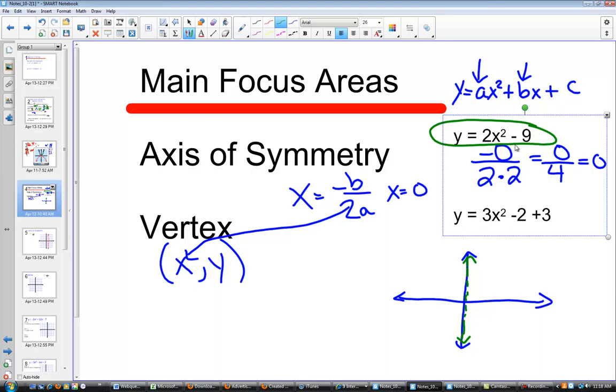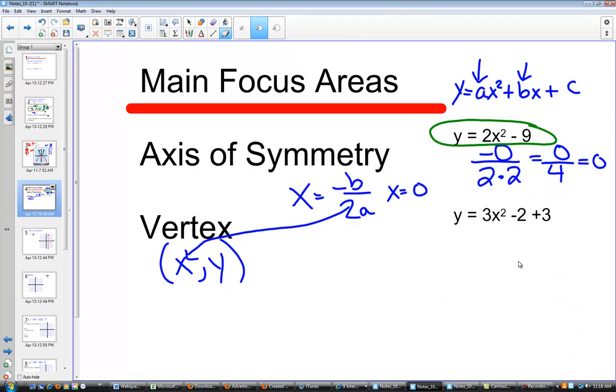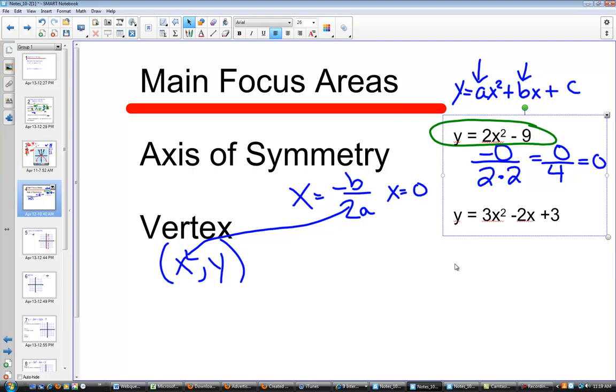Now, there's a little mistake here. This is supposed to be an x. Whoopsies. So if this is the equation, whenever we have a b value, that's when it moves it left or right. Okay, so this is another equation. I just wanted to try the axis of symmetry twice with 2 different situations. So we're going to try this one now. I'm going to put that x in there.